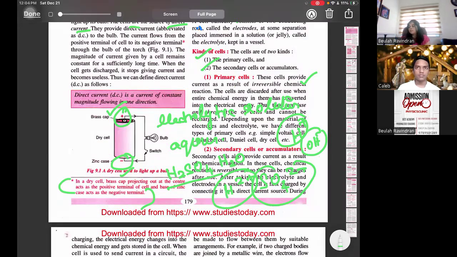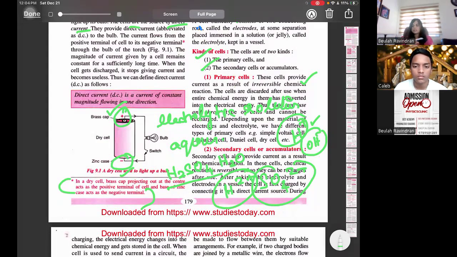Then what will happen? The negatively charged ion is attracted towards the anode, and the positively charged ion is attracted towards the cathode. By the movement of the charges, the current is produced. That is known as an electrochemical process. During the electrochemical process, the current is produced, so chemical energy is converted into electrical energy. Clear?